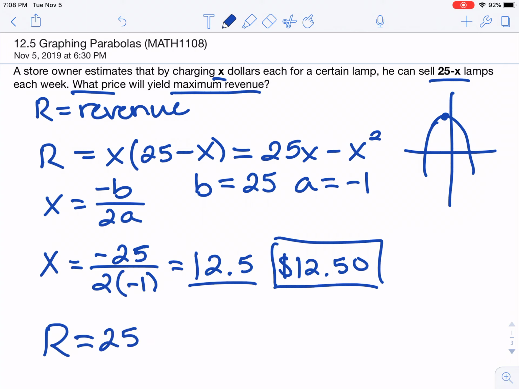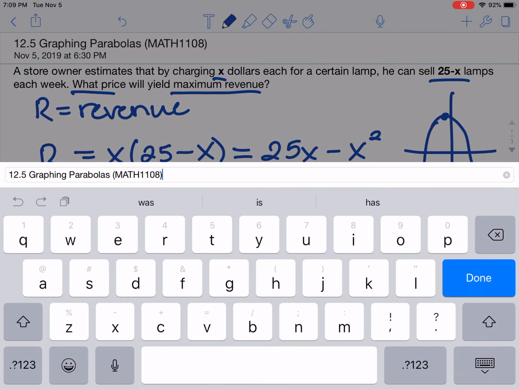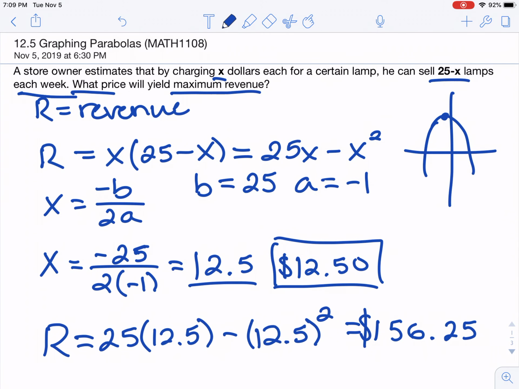And that's pretty simple. We'll plug in 25 times 12.5 minus 12.5 squared. Now this, plug it into your calculator, is equal to 156.25. This again is going to be dollars, and that'll be his maximum revenue. That'll be the amount of revenue he makes each week having sold these lamps at this price of $12.50.